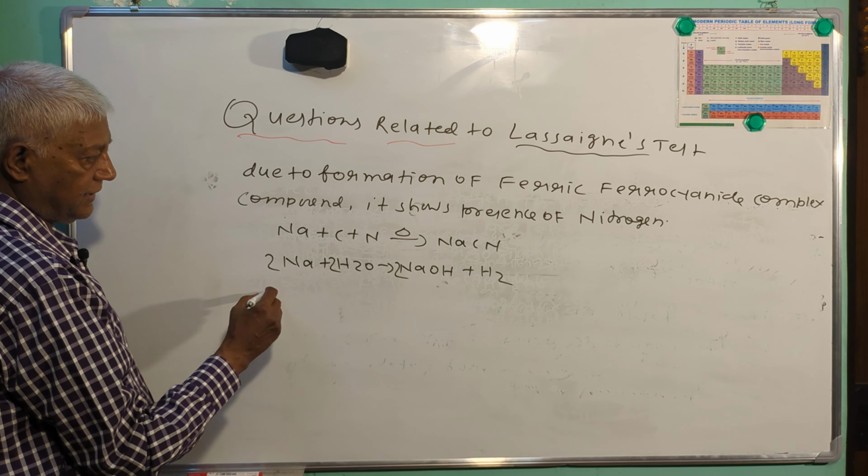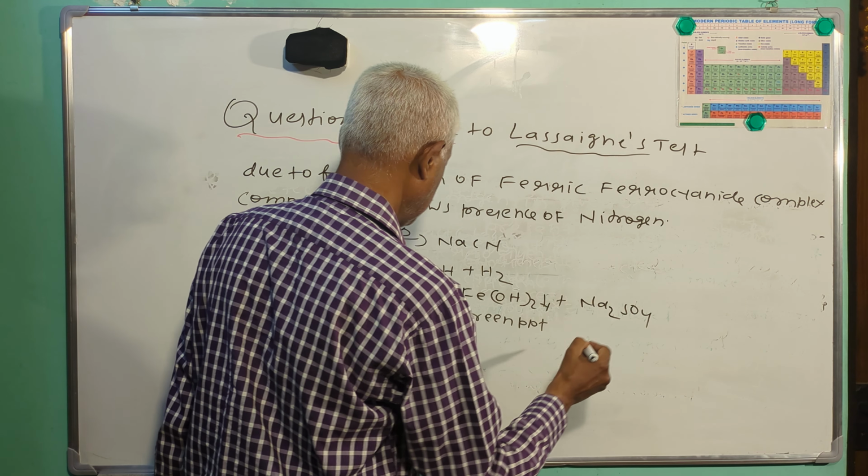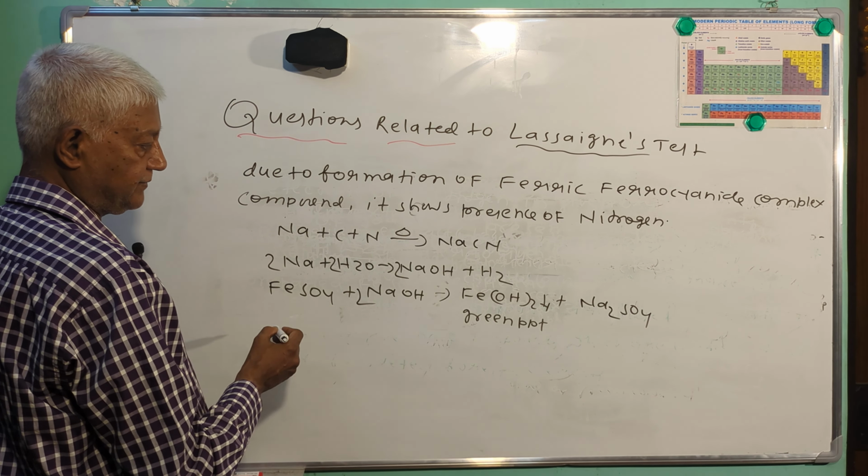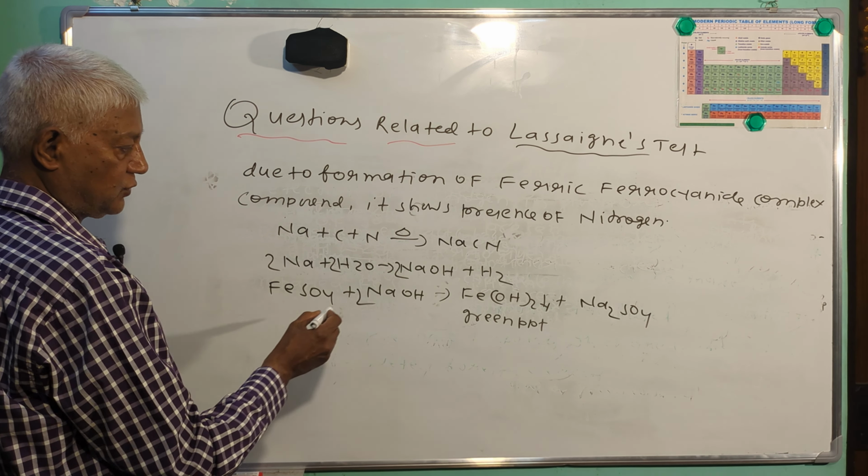Now we have used ferrous sulfate in this case. That ferrous sulfate reacts with sodium hydroxide to give ferrous hydroxide, as I have already told you in the reaction. This is a green precipitate, plus sodium sulfate. How many sodium? 2. So: FeSO4 + 2NaOH gives Fe(OH)2 plus Na2SO4. So that is the green precipitate.